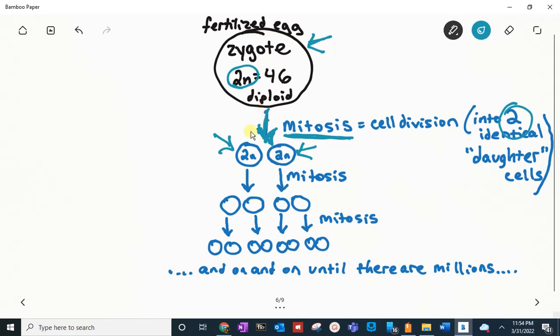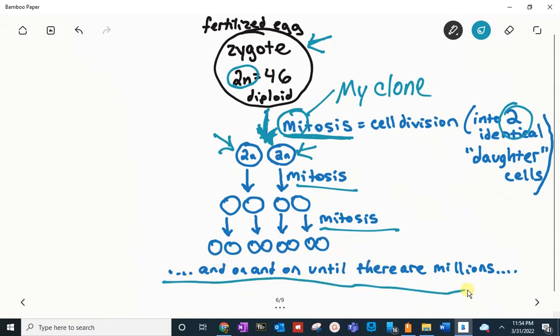The fertilized egg goes through mitosis, and remember, mitosis, my clone. So it clones two cells, which is 2N, and it goes through mitosis again. And so each of those two cells clone themselves again, and now you have four. And then it goes through mitosis again. And so each of those four cells clone themselves, and now you have 2, 4, 6, 8. And on until there are millions and millions and millions of cells.